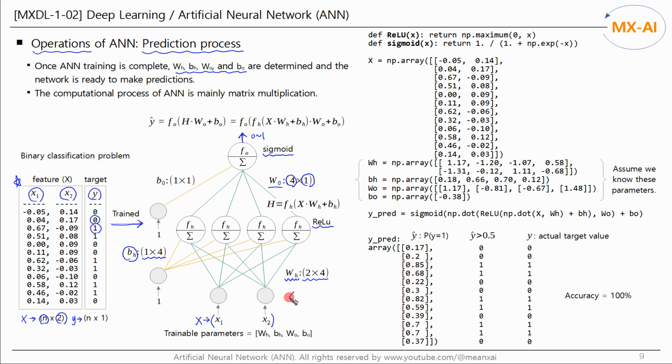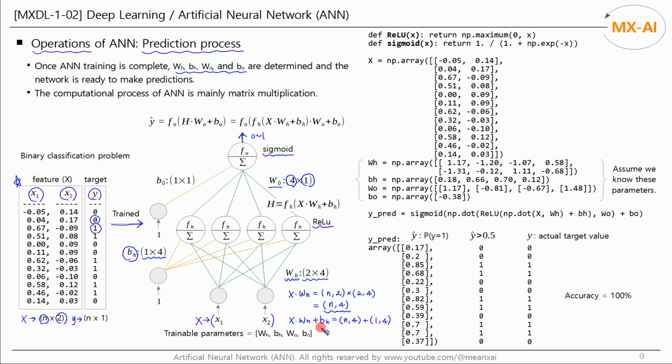Matrix X is multiplied by matrix WH. The order of matrix X is n by 2, and the order of matrix WH is 2 by 4. So, the order of the matrix XWH, which is the product of X and WH, is going to be n by 4.